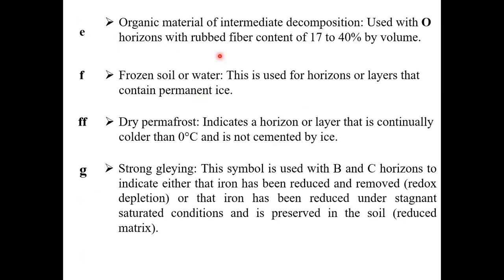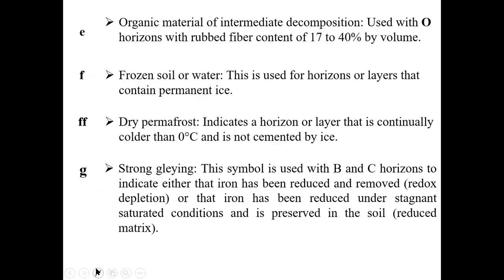Generally, students, in soil profile description, in my previous lecture I always mentioned Oe means it is an intermediate decomposition. So there is no complete decomposition. So mostly you can see rubbed fiber of around 17 to 40%. Whereas F means it is frozen soil or water completely. If you see any notation, F means that particular layer is completely frozen.